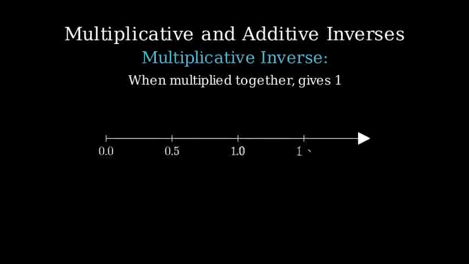Let's visualize this with 1/2. Here's 1/2. What number do we need to multiply by 1/2 to get 1? Let's see what happens when we multiply 1/2 by 2. 1/2 times 2 equals 1. Therefore, 2 is the multiplicative inverse of 1/2.